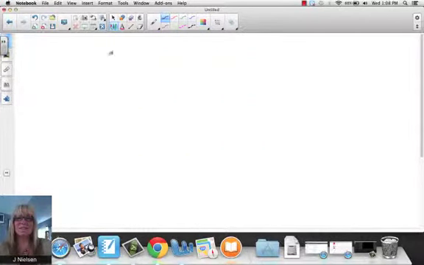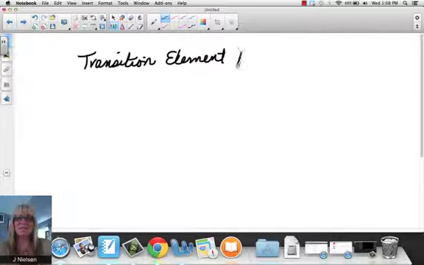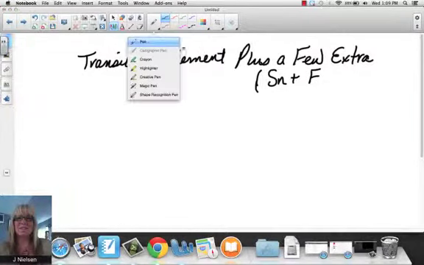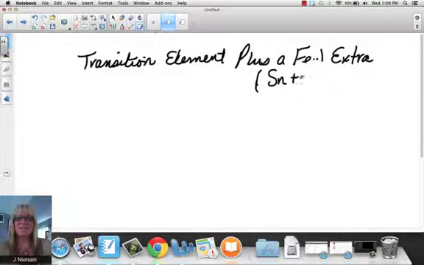Okay, let's talk about, well, it's not just transition elements. Transition elements plus a few extra. So transition elements are in groups 3 through 12, but popular ones in this group are also tin and Fe, tin and lead, which fall outside of the transition elements.